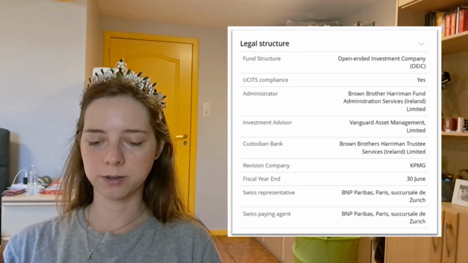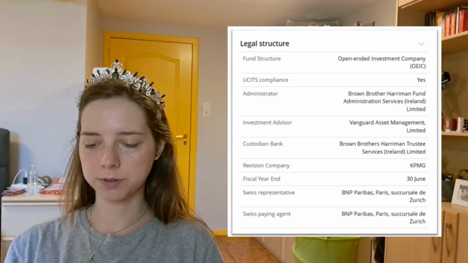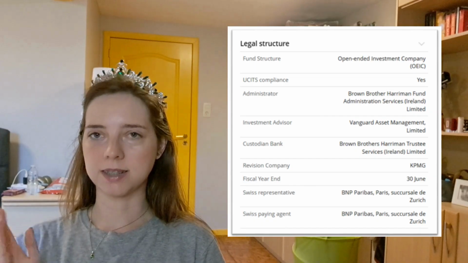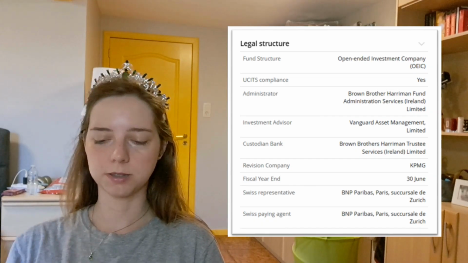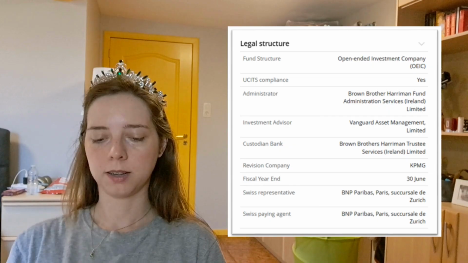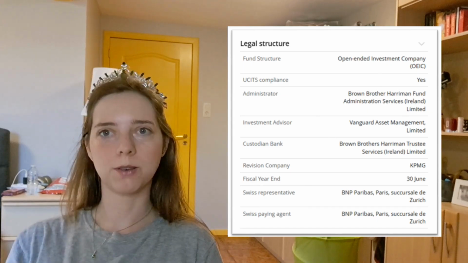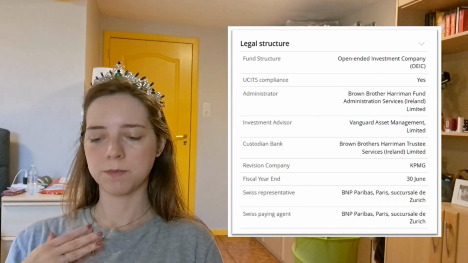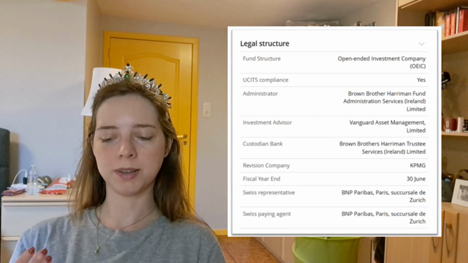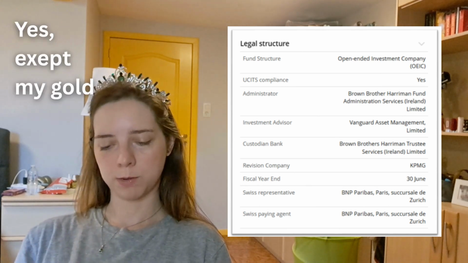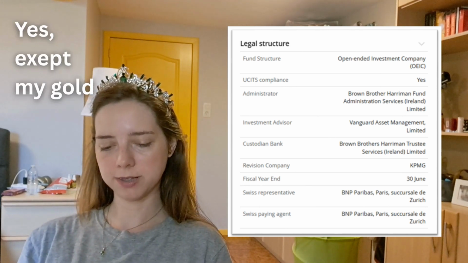So the fund structure is the open-end investment company, which basically means that the shares underneath can change, which I don't mind. And then the UCITS compliance means it follows a certain law in Europe, which makes it feel safer. So I'm very happy that this is a yes over there. I'm not sure if all of my ETFs have this.